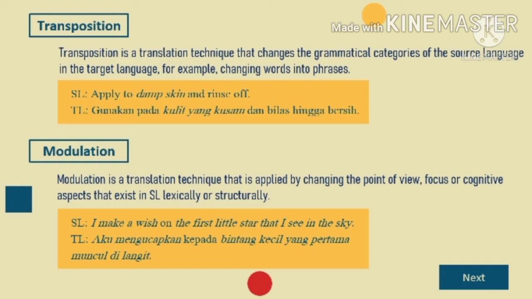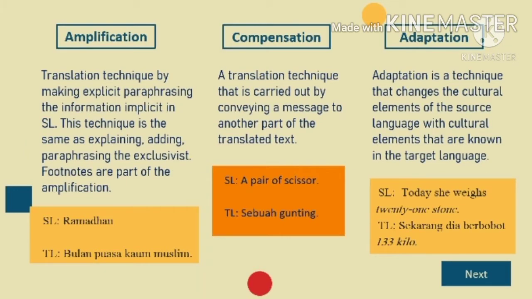Okay, next, modulation. Modulation is a translation technique that is applied by changing the point of view, focus, or cognitive aspects that exist in source language lexically or structurally. Look at the example. I make a wish on the first little star that I see in the sky. Translated to, aku mengucapkan kepada bintang kecil yang pertama muncul di langit.